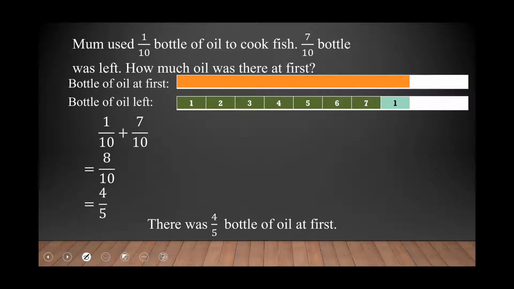A lot of you have problems writing the answer statement. The answer statement is actually what we do to reply to the question. So let's have a look. When you're answering a question, you use the words that we use in the question. So when they ask "was there," we use "there was." When they ask "how much," we answer them with the number and unit. So the unit here is bottle, you see.